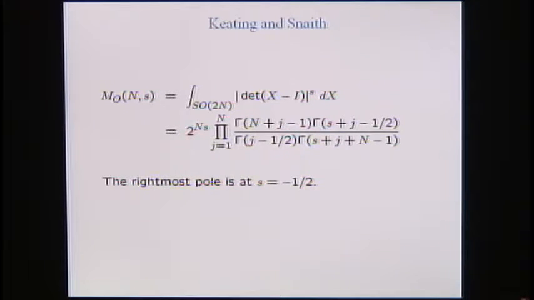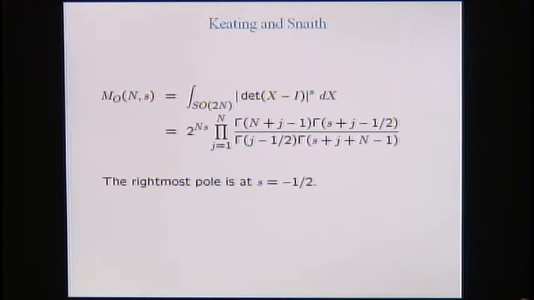And the key thing that we need from this formula is that the pole that's furthest to the right is at s equals minus a half. And that comes from this factor right here. When j is 1, it'll be s plus a half, and the gamma function has a pole at 0, and so the pole will be at s equals minus a half, right? So that's the first pole. That's the pole that's furthest to the right of this thing, is s equals minus a half. And so that's kind of a key thing.